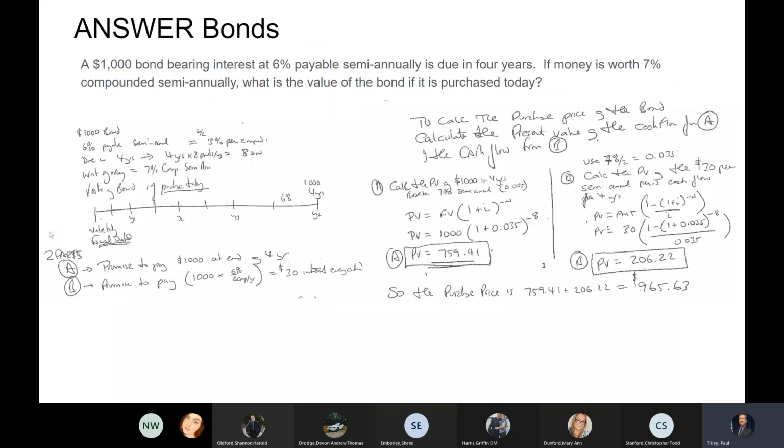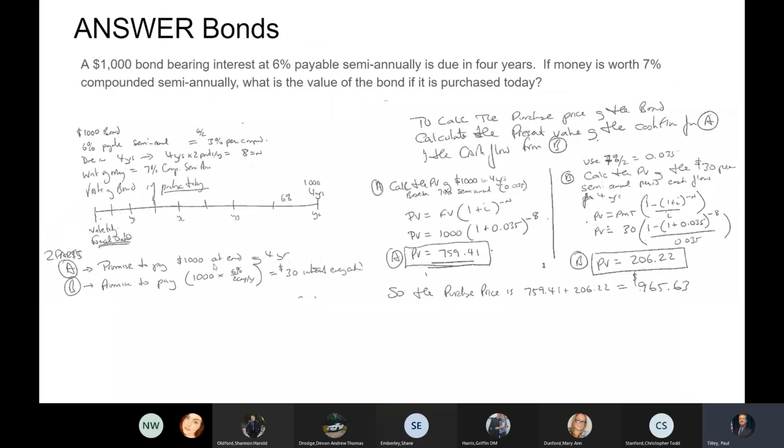So what do we need to do here? Well, I've drawn out a little timeline. There are 2 basic parts to this. We've got to figure out how much the $1,000 that you're going to get paid at the end is worth today. So you bring it back 4 years, taking $1,000 and bringing it back 4 years to find its value now. And you've got a stream of payments of $30 that are paid every 6 months for 4 years. You want to figure out the value of that now. So you bring those back. Effectively, there are 2 parts to this calculation.